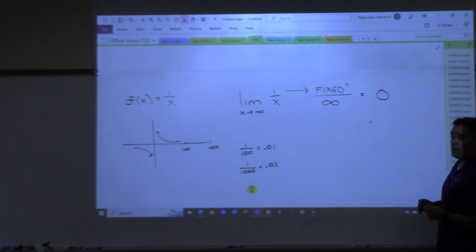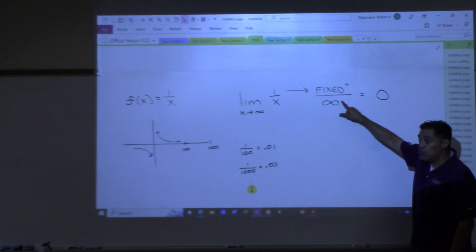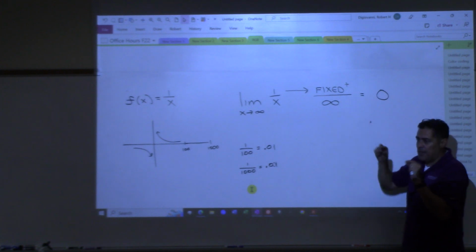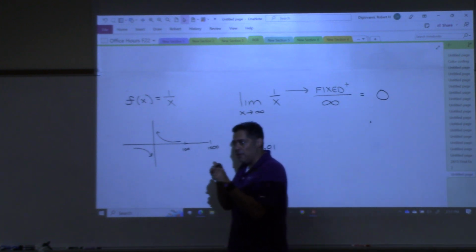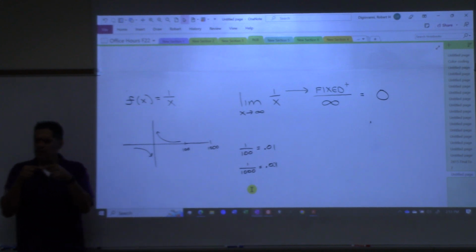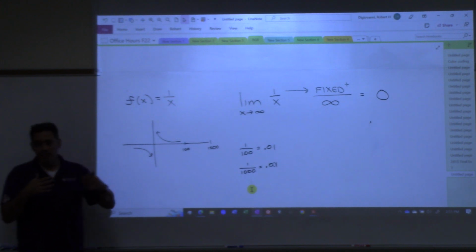Now, does it matter whether it's positive or negative? If I take a negative number and divide it by a huge number, is it still going to be really, really small? Is it still getting close to 0? It might be very small negative numbers, or very small positive numbers, but 0 is 0. Is 0 positive or negative? Neither. So when you're headed to 0, it really doesn't matter what sign you have on top.